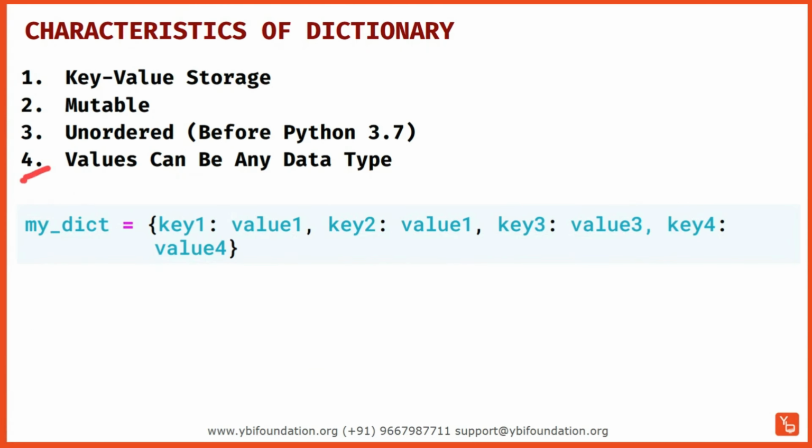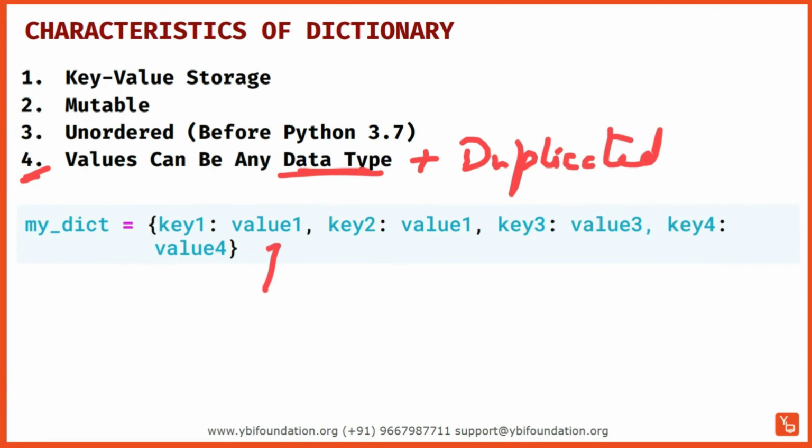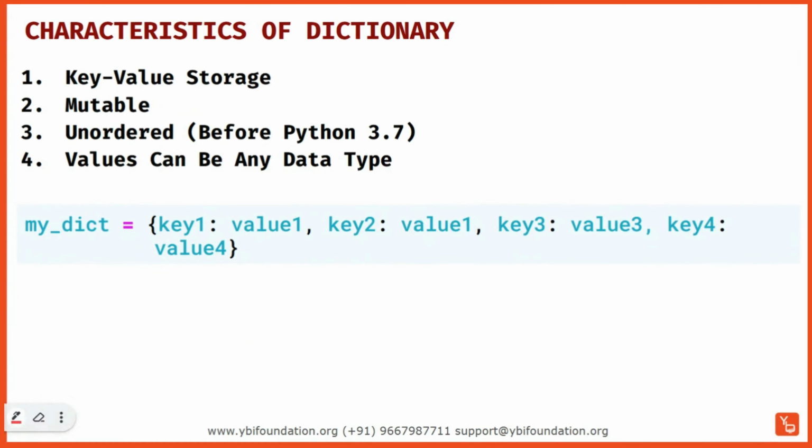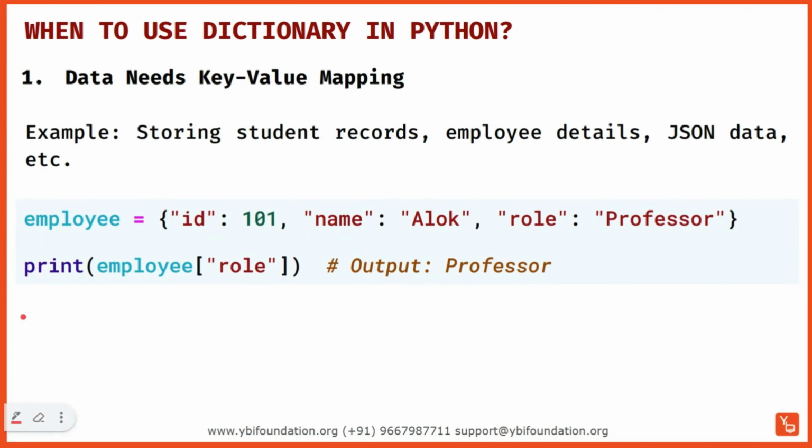The fourth is that value can be any data type. So values can be duplicated. Yes, we have seen before. And also the values can be of any type. So value can be integer, it can be a float, it can be a string, and more than that, it can be any other data structure like list, like tuple, and so on.